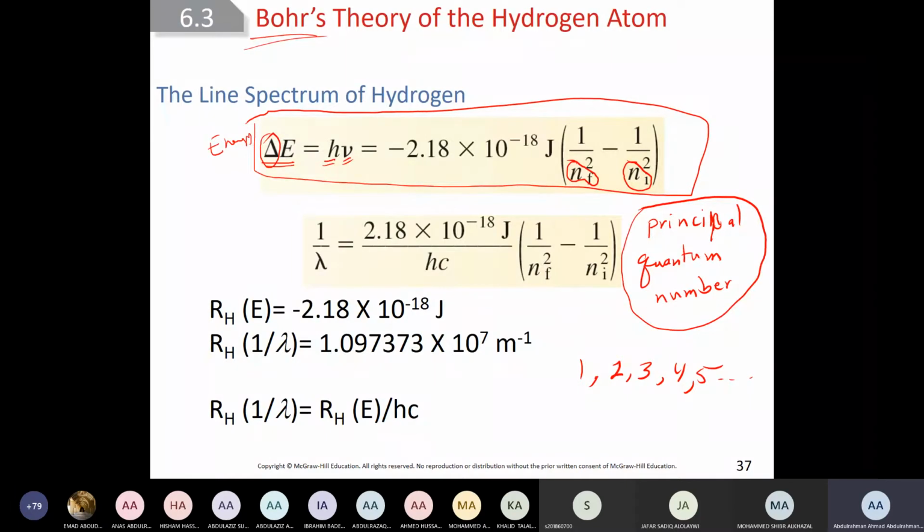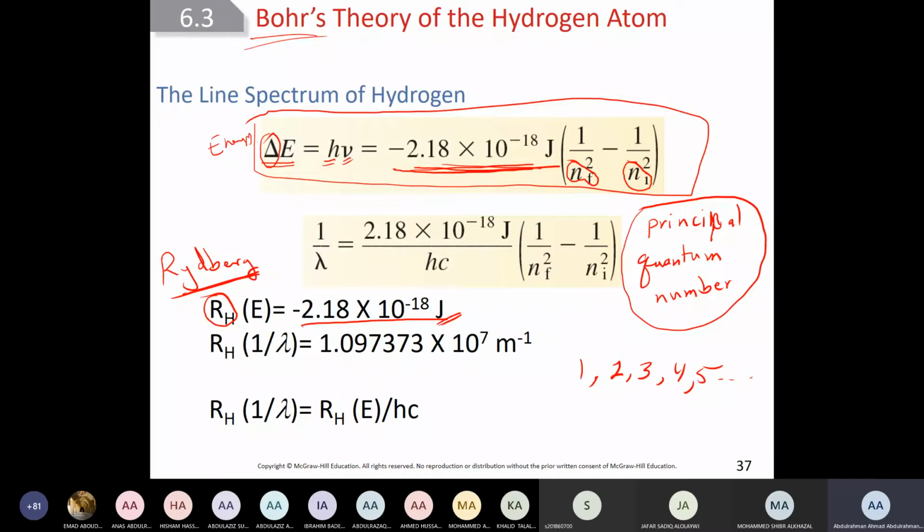Clear? Okay. What is this constant? Don't memorize the number. What's this constant? Rydberg. Yes, you must memorize the name. Don't memorize the value, but Rydberg, you have to memorize the name. Rydberg constant, and it's represented by RH. And it's given to you in joule if you want to calculate energy.